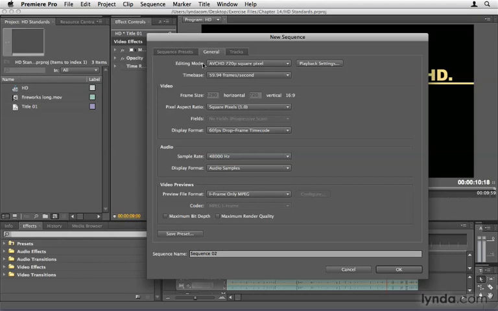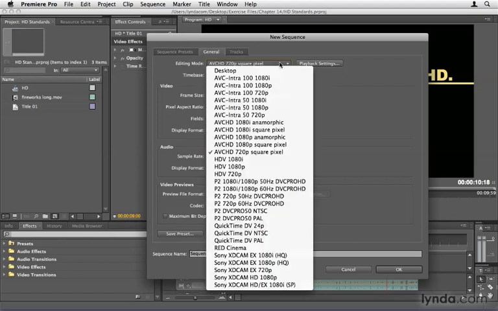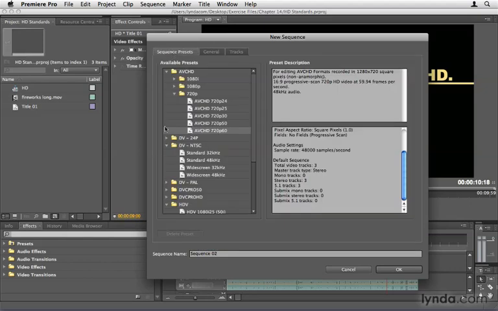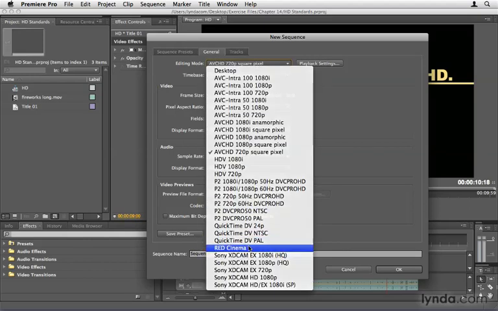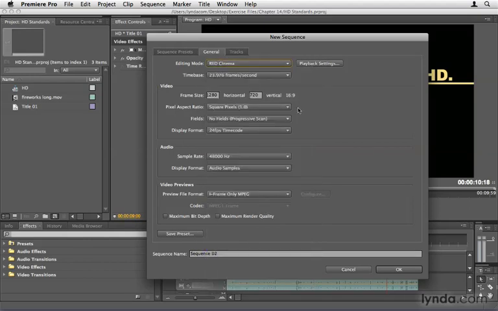Now, one final note as we are looking at these presets here, I feel impressed to tell you that if we go over to the General tab and you go to the editing mode, we can see that there are more editing modes here and other presets here that we don't see in the sequence presets. Say, for example, Red Cinema here, which I don't believe is in the available presets area. No, it's not. So we can have Red Cinema, which is getting wildly popular, and we'll see much more of in the future to be sure.